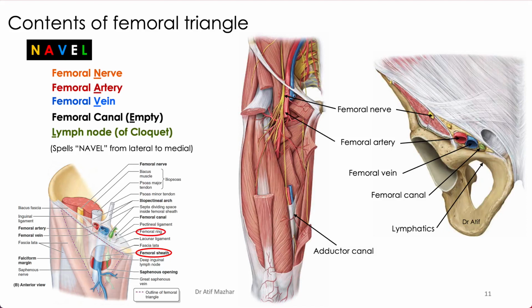Femoral ring. This ring is closed, but when there is an incident, in those who are affected by femoral hernia, this ring becomes open, and that we'll be learning in our next slide. Now let's talk about femoral hernia.